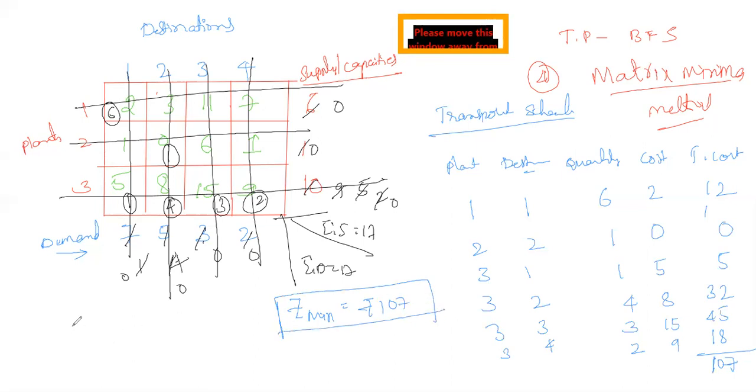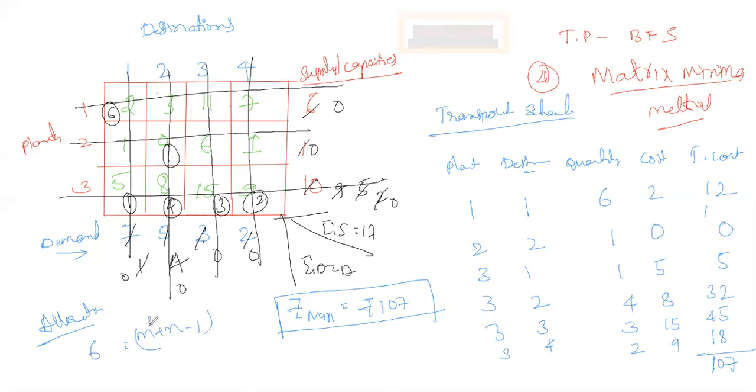Okay, and we need to check the allocations. So the number of allocations is 1, 2, 3, 4, 5, 6. And we know that m plus n minus 1 is equal to 6. m is 3, n is 4. 3 means plants 1, 2, 3. 4 is destinations 1, 2, 3, 4, and minus 1. This is a formula, and again it becomes 6.